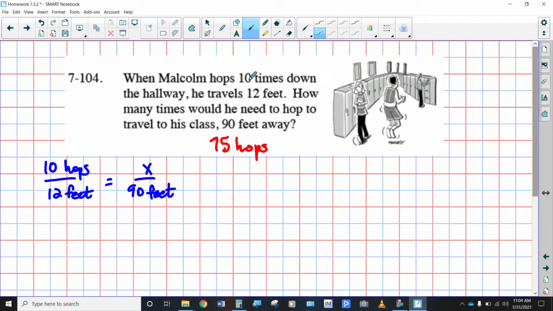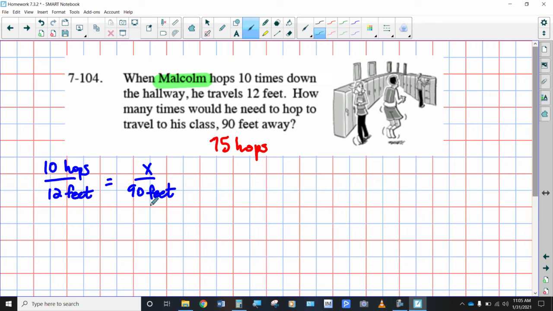When Malcolm hops 10 times down the hallway, he travels 12 feet. Malcolm. All right, Mr. Hoppy. How many times would he need to hop to travel to his class? He's 90 feet away. You look at him. She's like, dude, seriously? You're hopping to class? All right, I don't make up these problems. I just solve them. How many times if it's 90 feet away?